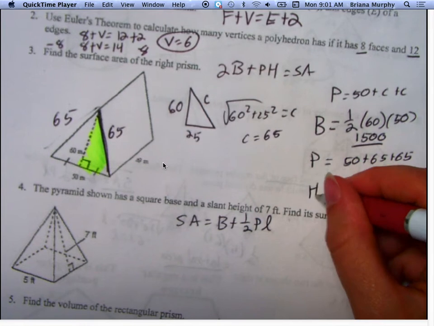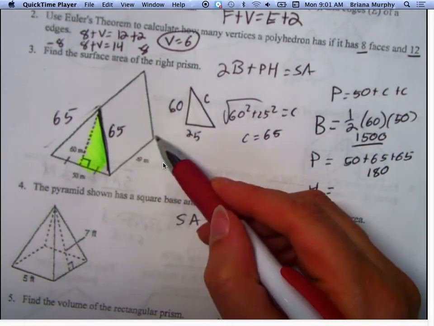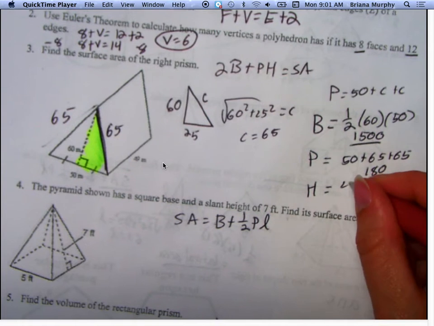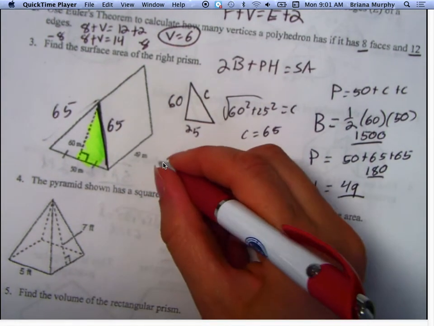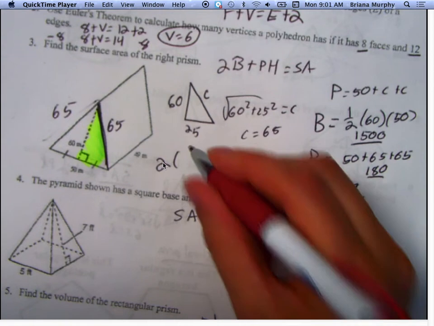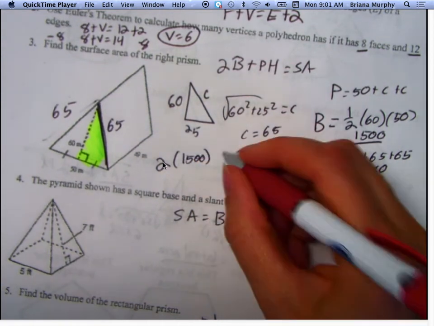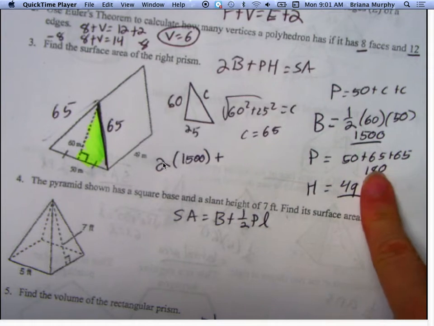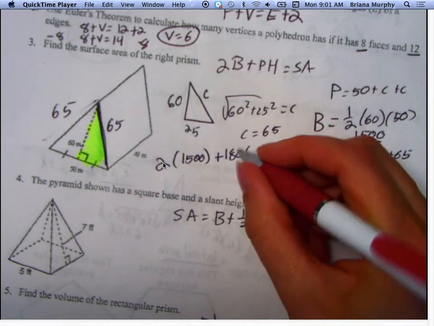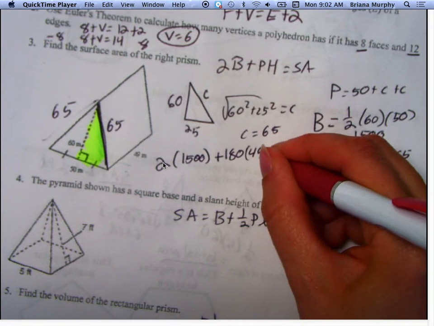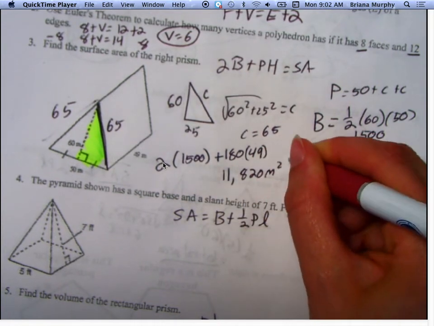And then h kind of stands for height, but I like to think of it as the distance between the two bases. And that is 49. Okay, so I have those three things, so I plug it into my formula. 2 times the area of the base, which is 1,500, plus the perimeter, 180, times the distance between the two bases, 49. And I get 11,820 meters squared.